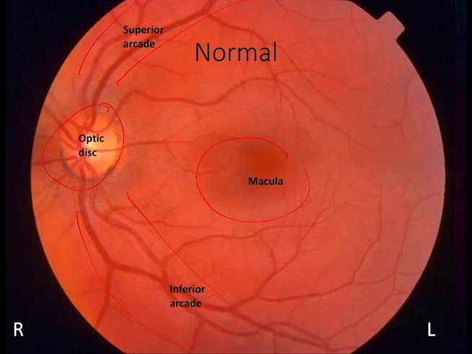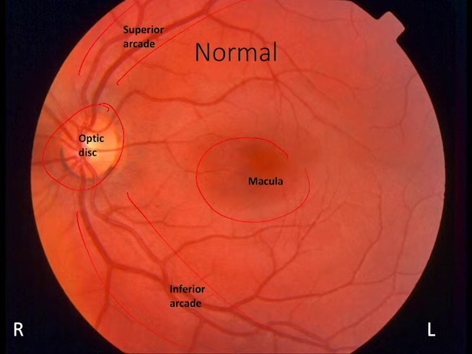You can determine whether you are looking at a right or left fundus by the relationship of the optic disc and the macula. The macula is always temporal to the optic disc, and since the macula is to the left of the optic disc in this photo, you know that you are looking at the left eye.